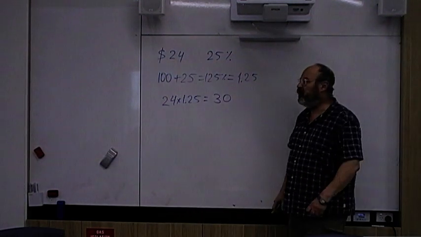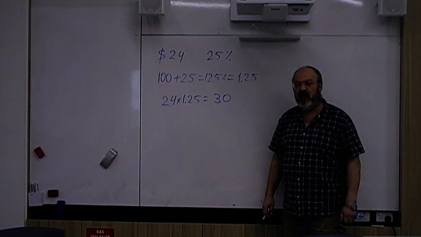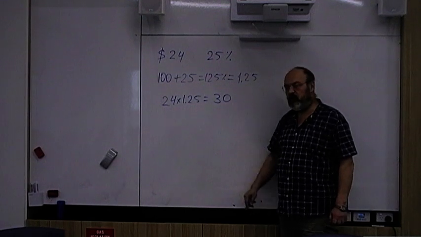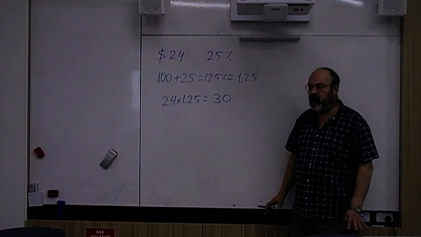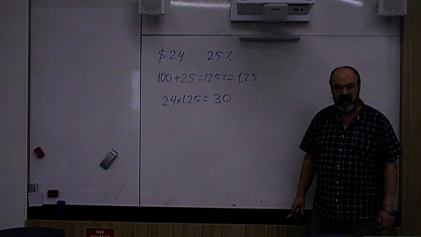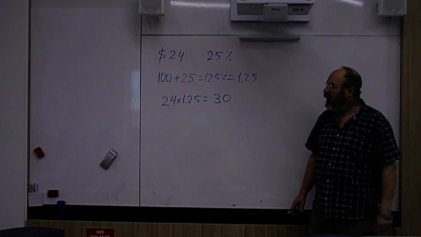So with the 25% markup, you will be selling for $30. Make sense how we found the sale price? Yeah.